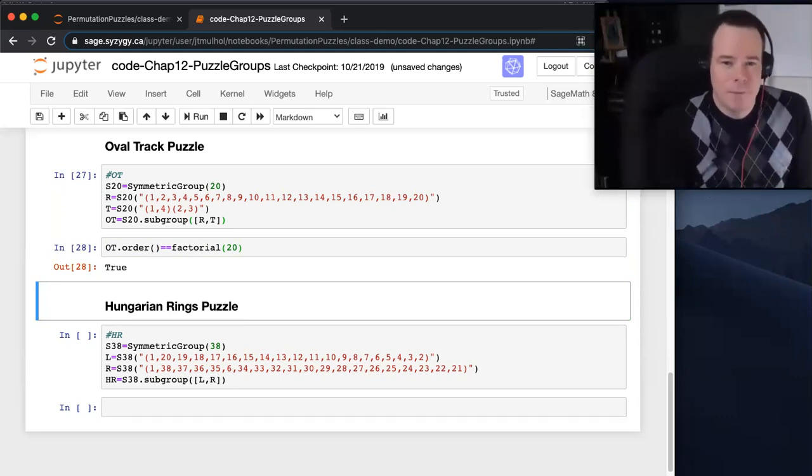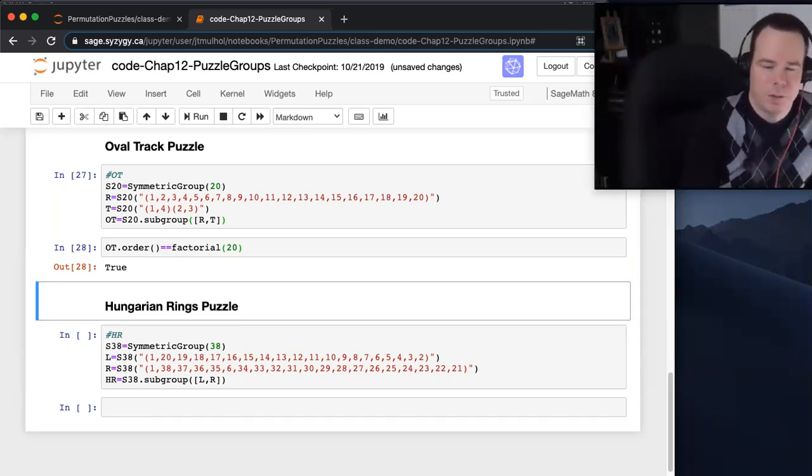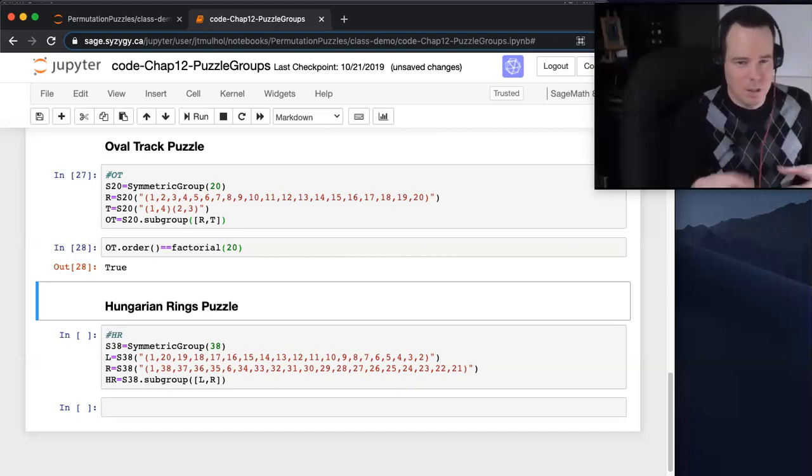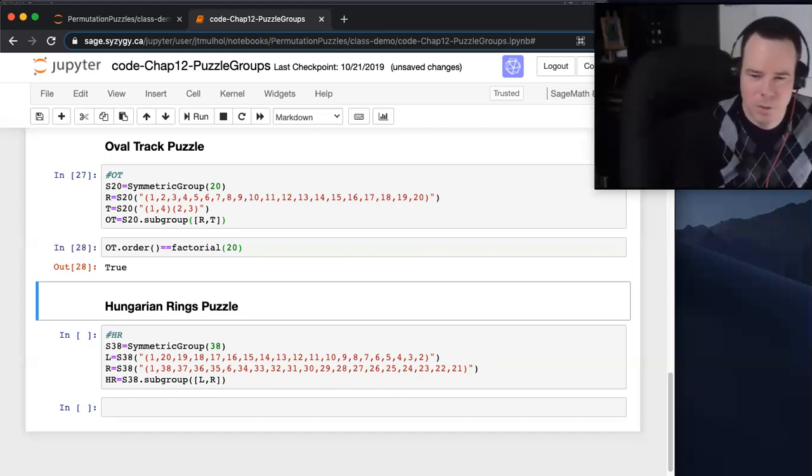And that means that every permutation on the oval track puzzle is possible. All 20 factorial permutations. So there's no unsolvable configurations. So even if I could dump the puzzle pieces out and then stack them back in like we did with the 15 puzzle, it doesn't matter. We'd always be able to solve it.